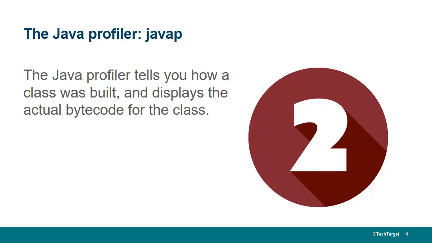Number 2, the Java profiler. It's essentially a decompiler. It can take a piece of Java bytecode and decompile it, show you the properties that were declared in the class, the methods that are declared inside of the class. It can even give you information about what version of the compiler compiled the class.